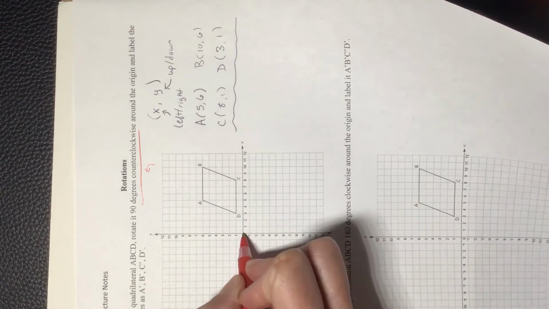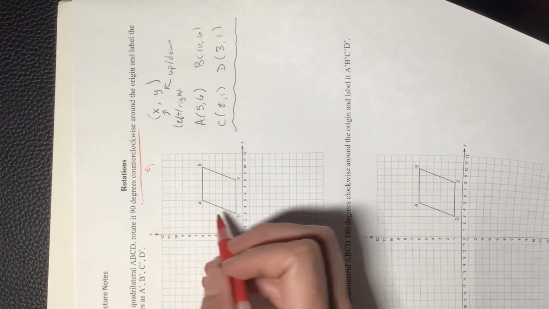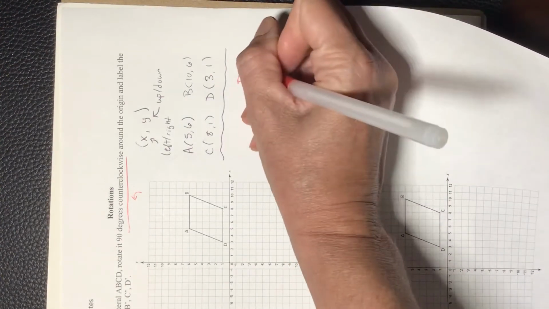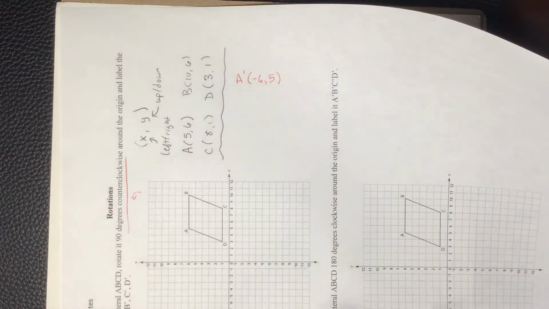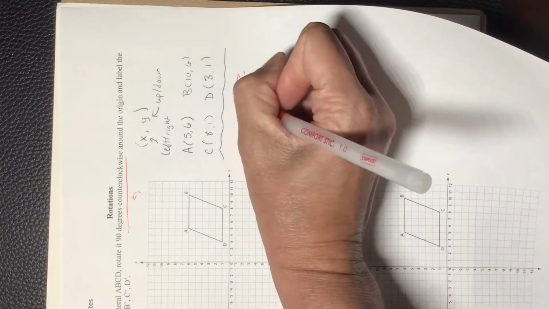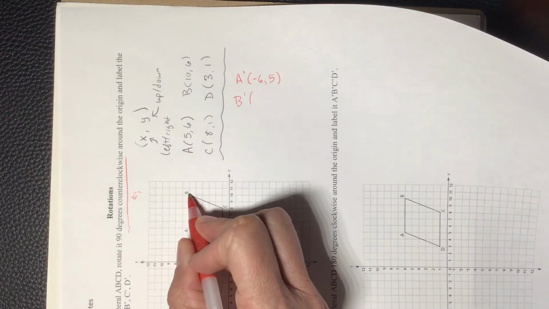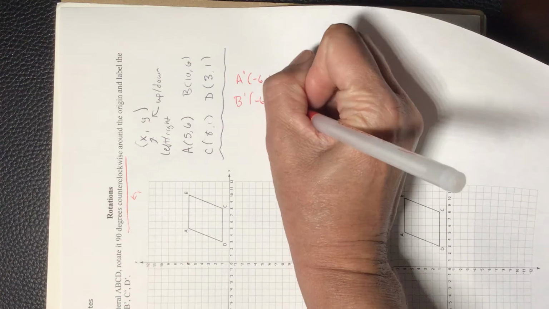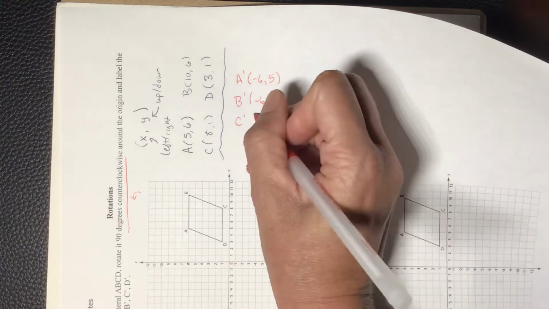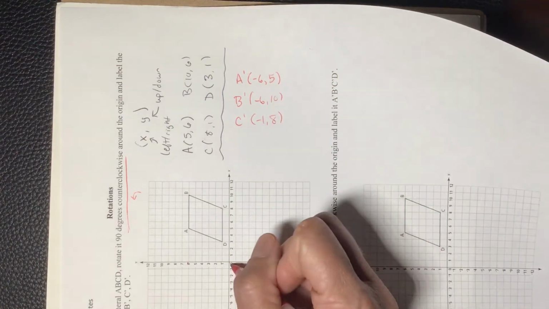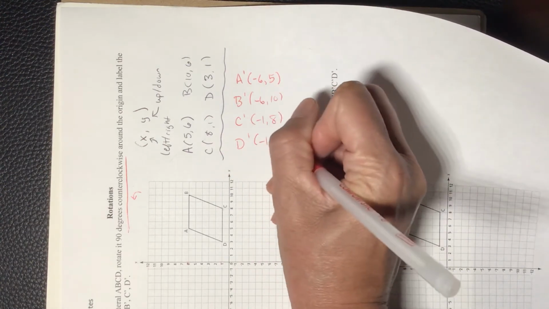So if I started at my origin, I would go left 6, and then I would go up 5. So I'm going to write that down. Left 6 is a negative 6, and up 5 would be a positive 5. Notice I'm putting that as A prime. To get to B, I would go left 6 and up 10, so that will be negative 6, 10. To get to C, I would go left 1 and up 8, negative 1, 8. And D, I go left 1 up 3, so that will be negative 1, 3.